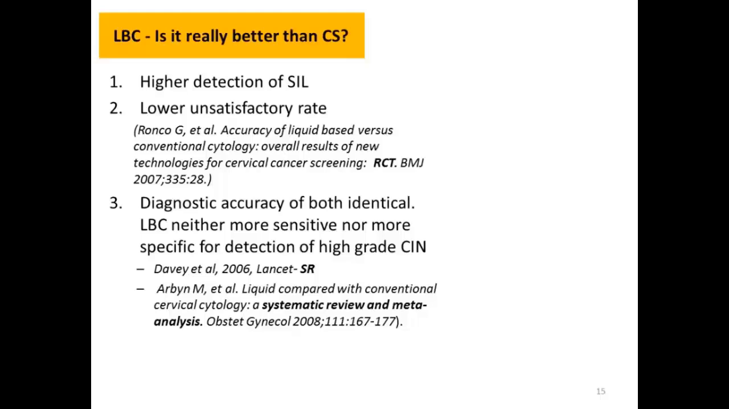The initial randomized controlled trials, where they did split sample studies and direct-to-vial studies, were very encouraging, and they showed that there is higher detection of squamous intraepithelial lesions, and they could also achieve a lower unsatisfactory rate. However, the subsequent systematic reviews and meta-analyses showed that the diagnostic accuracy of liquid-based and conventional cytology was the same. So it was neither more sensitive nor more specific for the detection of high-grade cervical intraepithelial lesions.